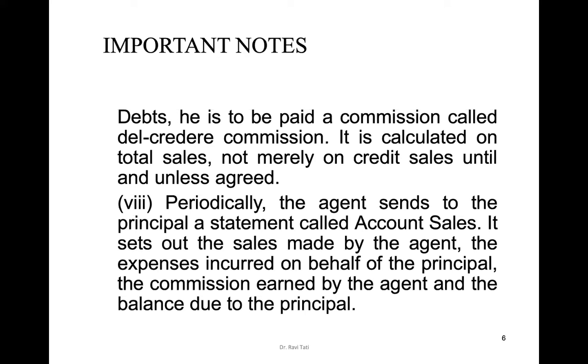Periodically, the agent sends to the principal a statement called account sales. It sets out the sales made by the agent, the expenses incurred on behalf of the principal, the commission that he is supposed to receive from the consignor, and the balance payable by the consignee to the consignor. All these details are included in which document? Account sales. It is sent periodically, maybe monthly, depending on their agreement. Every quarter they may send, every half yearly, or every year.